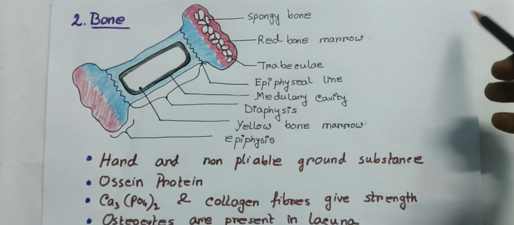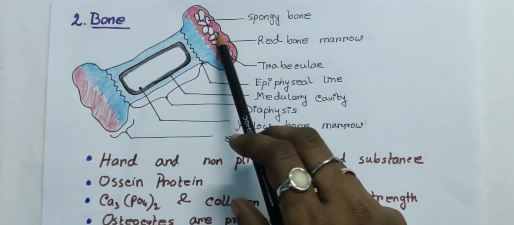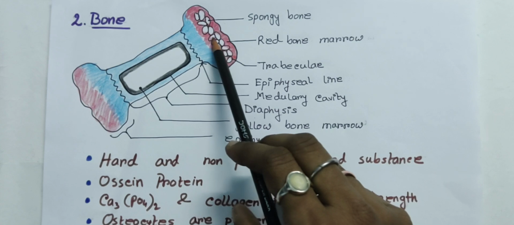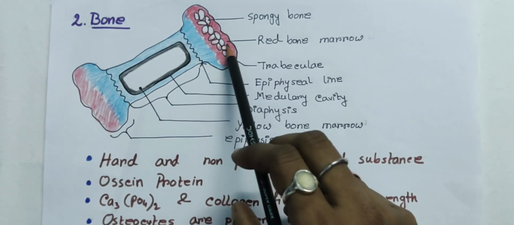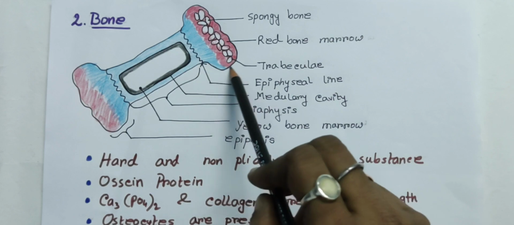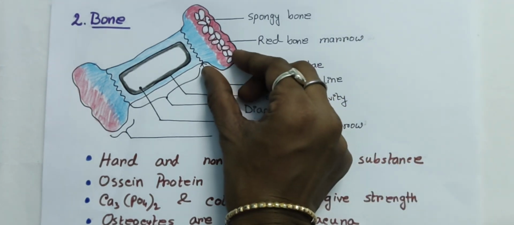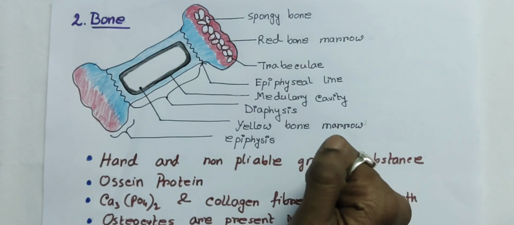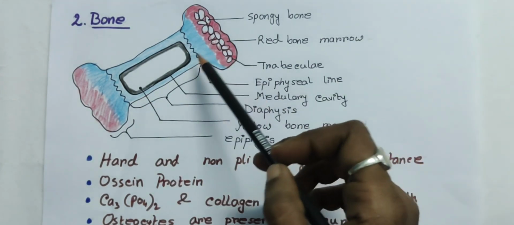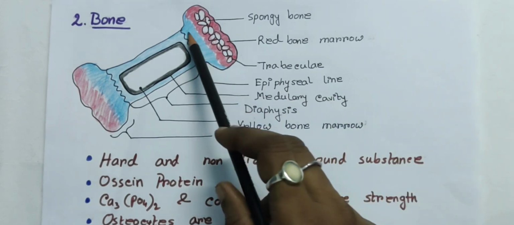Okay, so here is the structure. At the end of the bone, there is a sponge. This is called the spongy bone, and these are the trabeculae, and there is red bone marrow. This part is called the epiphysis. Then there is the diaphysis, and between the epiphysis and diaphysis there is a line that is called the epiphyseal line.